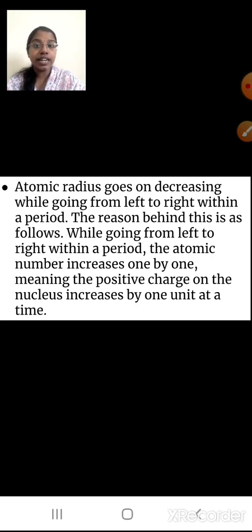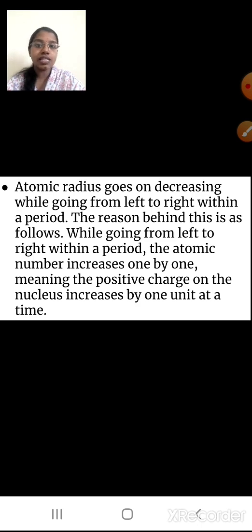You will see that radius goes on decreasing while going from left to right within a period. Okay, when you go from left to right within a period, radius is decreasing. Now what is the reason behind this? While going from left to right within a period, atomic number increases one by one.